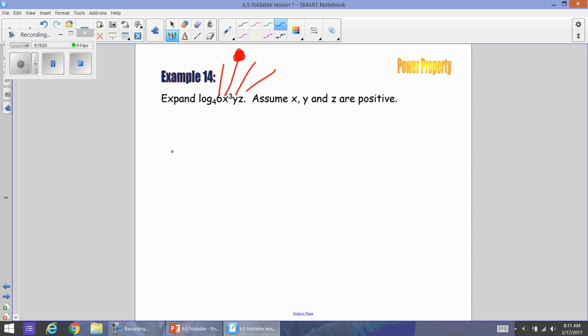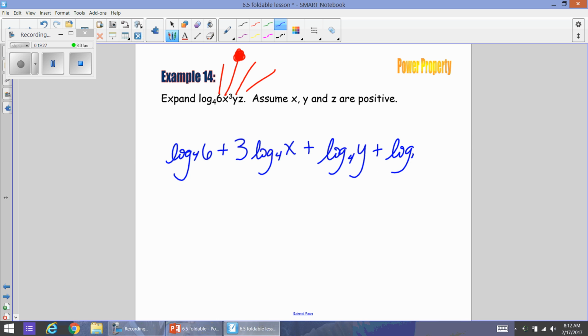Okay, let's do it. This is log base 4 of 6 plus 3 log base 4 of x plus log base 4 of y plus log base 4 of z. How did I know they were all plus signs? Because there is no division, and multiply means add.